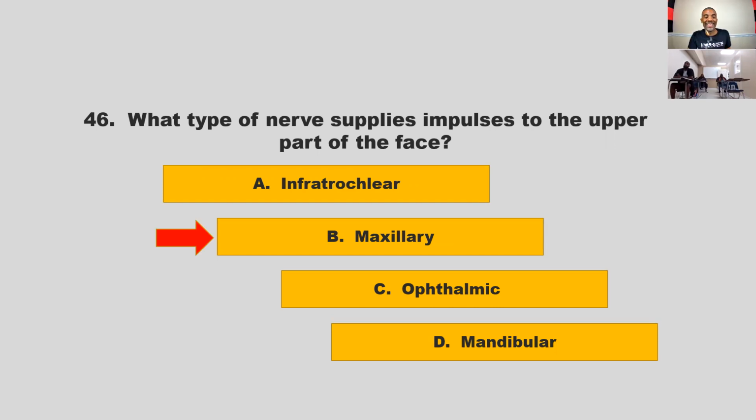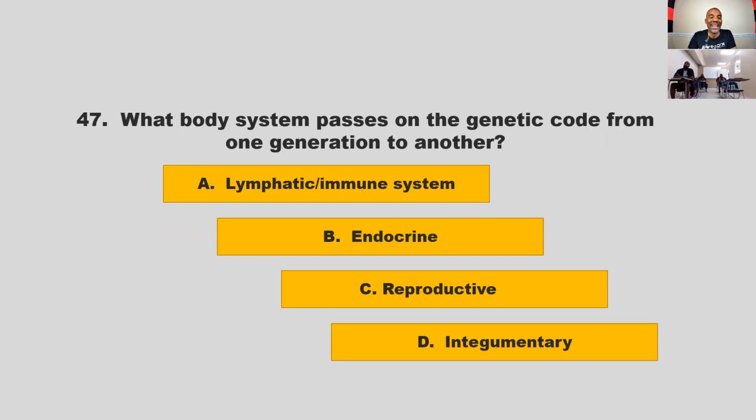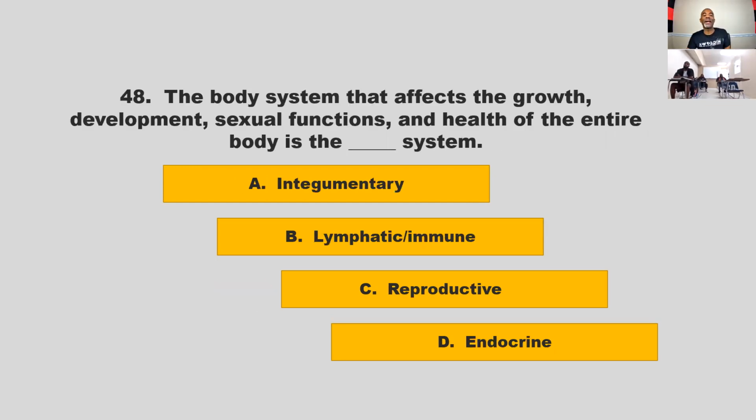It's B. That is correct, maxillary. What body system passes on the genetic code from one generation to another? C. That is correct. The body system that affects the growth, development, sexual functions, and health of the entire body is the blank system.